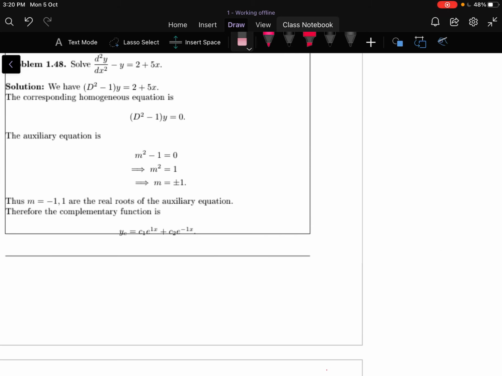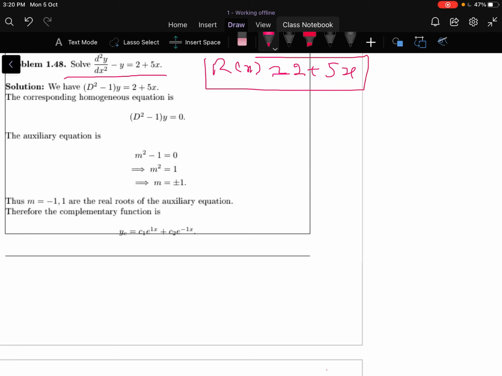Now we take the first problem. Solve d square y by dx square minus y is equal to 2 plus 5x, where r of x is equal to 2 plus 5x. It is a polynomial in x, a first degree polynomial.